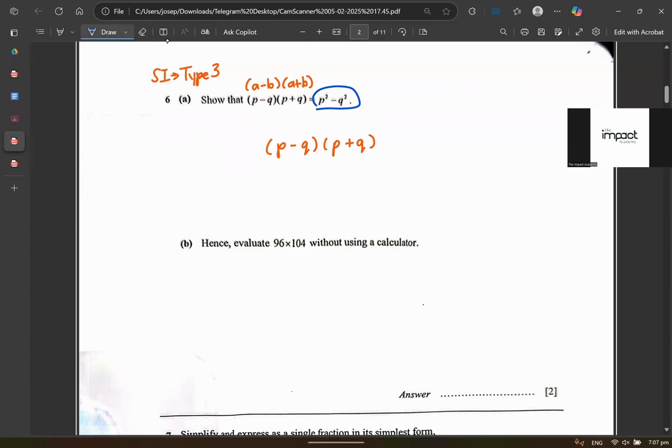All right, how are you going to do it? Well, very simple. p times p, p times q, minus q times p, minus q times q. Am I making sense or not making sense? You understand? Okay.